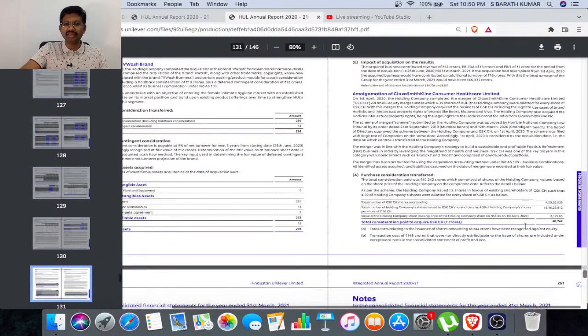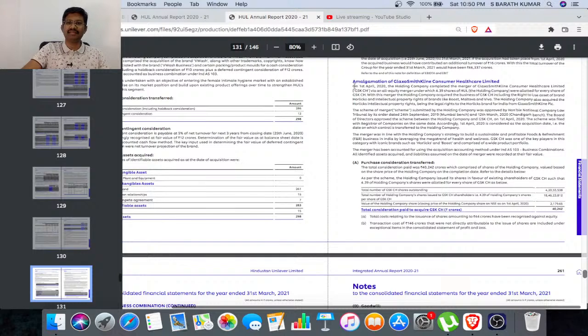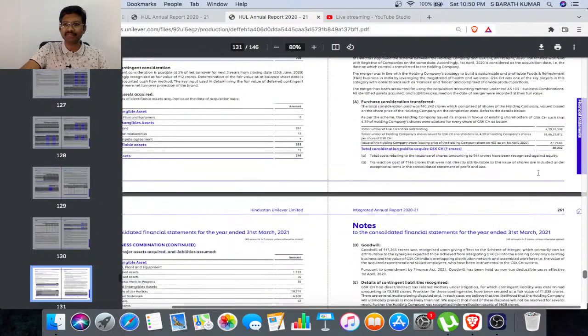And then finally comes the major part, which they have put to the last. You can very clearly see here, that is the amalgamation of GlaxoSmithKline Consumer Healthcare Limited. This is actually a major acquisition where they have spent almost 40,240 crores. How did they spend it? They spent it by giving 4.39 shares of Hindustan Unilever per share of GlaxoSmithKline, which amounts to 18 crore 50 lakh shares, as shown here. That is why the amount of 40,240 crores is coming here.